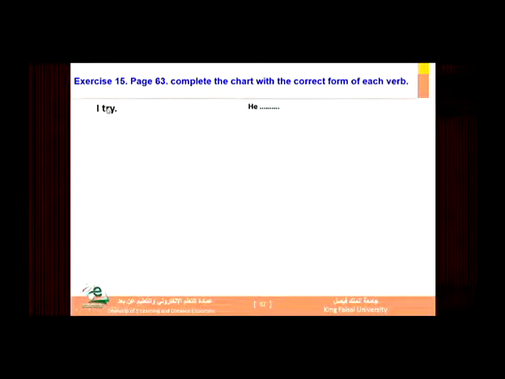Now the R is a consonant, so if we have a third person subject, it means that we are going to delete the Y, replace it with an I, then we add our ES. So look at this, he tries. So what happened to the verb? We deleted the Y, then we replaced it with I, then we added ES. Again, we study, she studies.